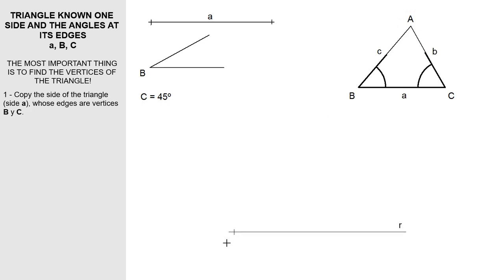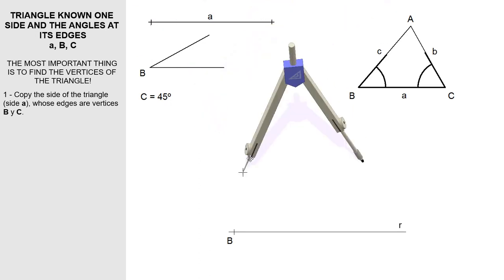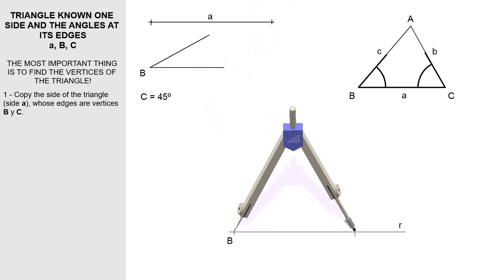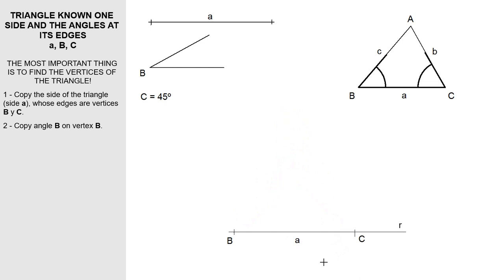First, we draw a straight line to place side A. We mark a point on it, which according to the figure is vertex B, and we copy the length of side A, finding vertex C and getting side A of the triangle. Now, we have to copy angle B on vertex B.